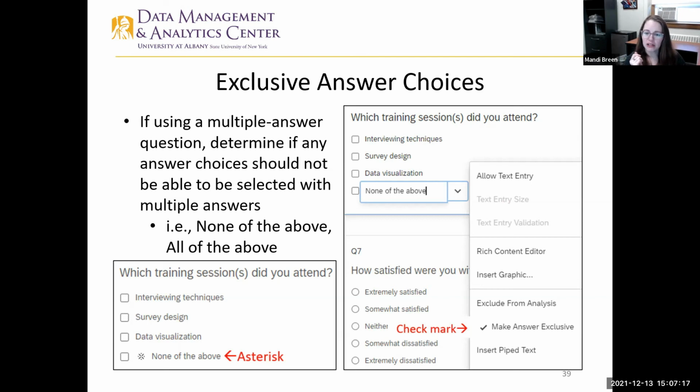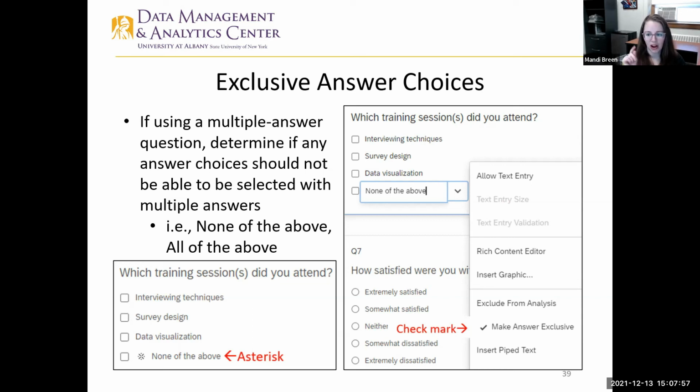If someone clicks both interviewing techniques as a training session they attended and that they attended none of the above training sessions, then how are you supposed to take that information and analyze it? Do you assume they didn't mean the first one, that they obviously meant none of the above? Do you assume the opposite? Hard to know. So you're pretty much going to have to drop that participant, which is a bummer. You've gone to this effort of getting your survey designed, implemented, you've gotten people to take it, and now you can't use the data.